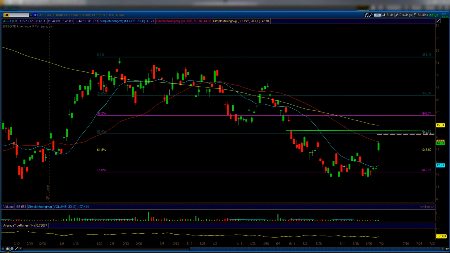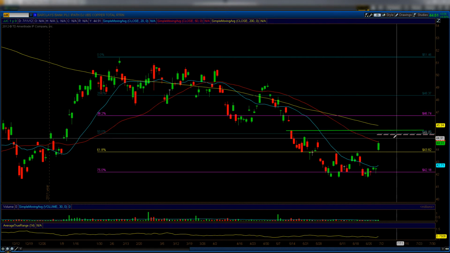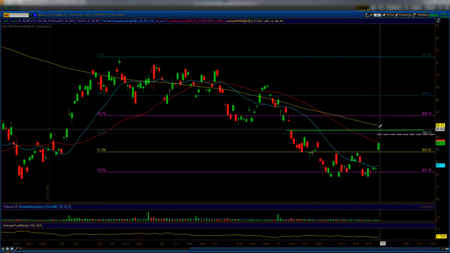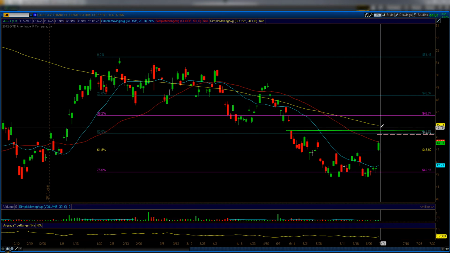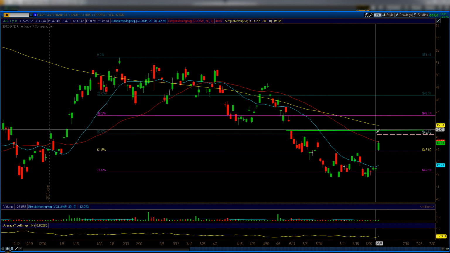Okay. All right, I really like JGC for a short. Right here is about the $45 level. We also have this gap window and this 200 moving average coming down. The JGC is also a stock in weakness. It's below the 200 moving average, etc.